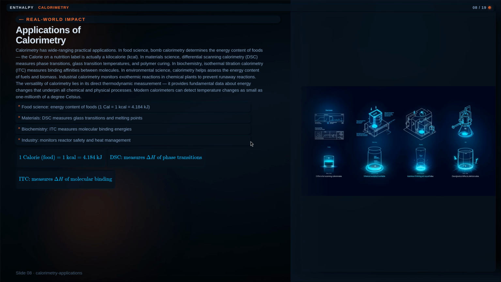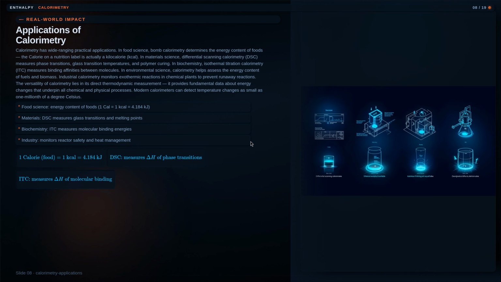The calorie on a nutrition label is actually a kilocalorie, equal to 4.184 kilojoules. In materials science, differential scanning calorimetry, or DSC, measures phase transitions, glass transition temperatures, and polymer curing. In biochemistry, isothermal titration calorimetry, or ITC, measures binding affinities between molecules.